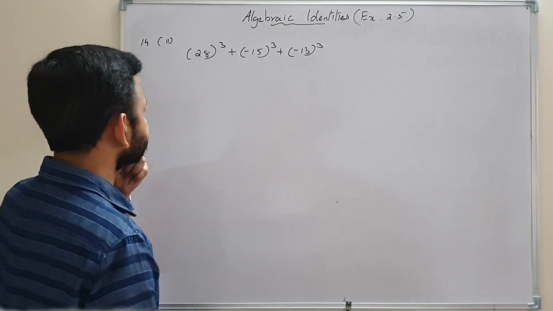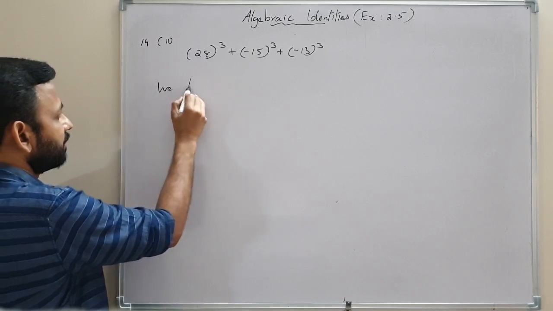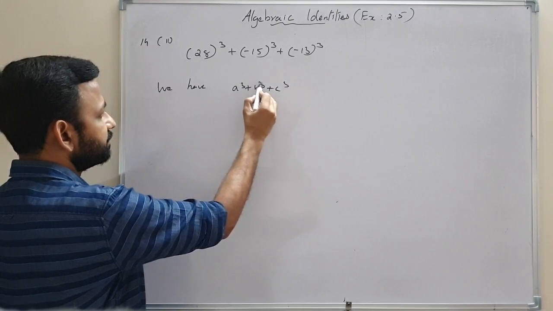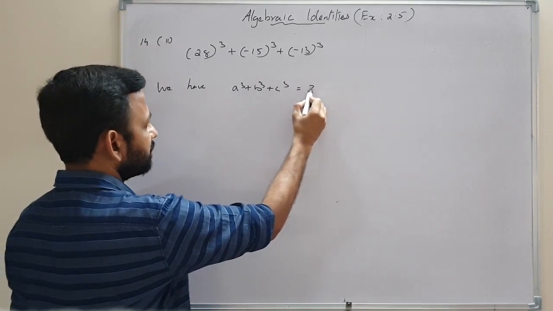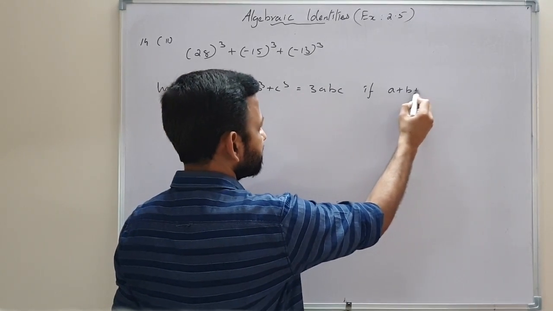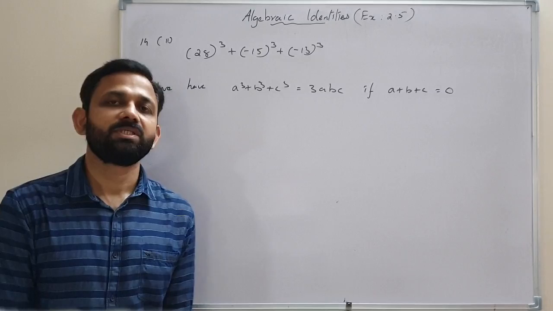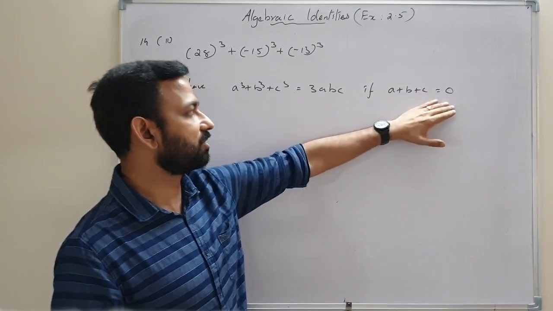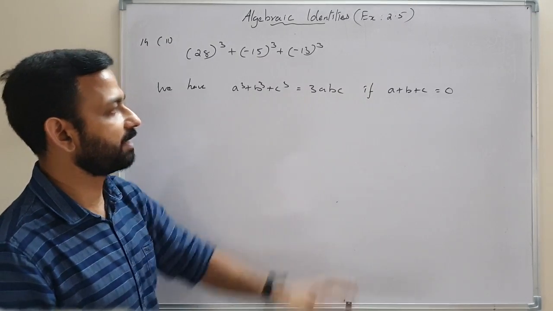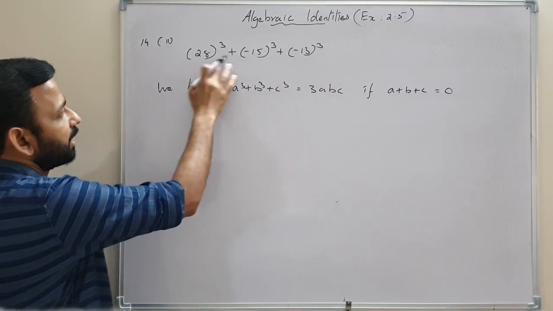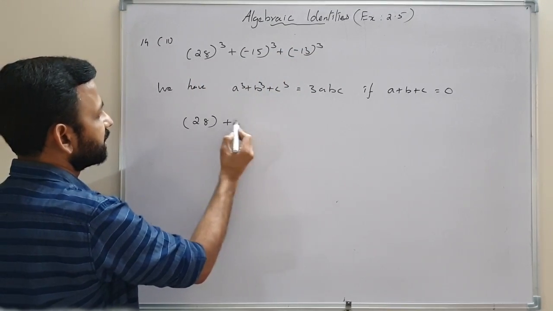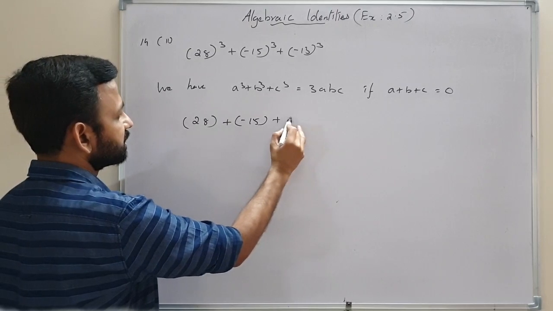So here we have a cube plus b cube plus c cube equal to 3abc if a plus b plus c equal to 0. If a plus b plus c equal to 0, then a cube plus b cube plus c cube equal to 3abc. So now we can verify whether their sum is 0 or not: 28 plus minus 15 plus minus 13.